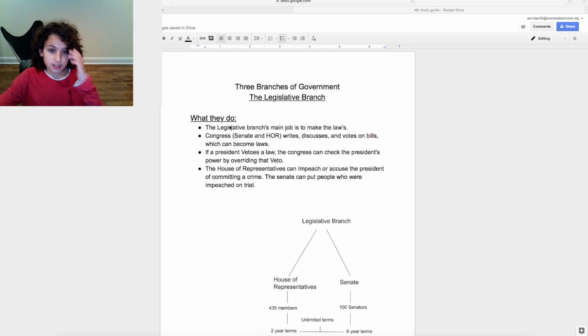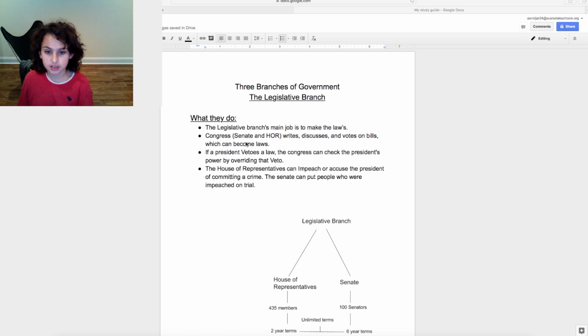The legislative branch's main job is to make the laws. Congress, Senate, and House of Representatives writes, discusses, and votes on bills, which can become laws. If a president vetoes a law, the Congress can check that president's power by overriding that veto.